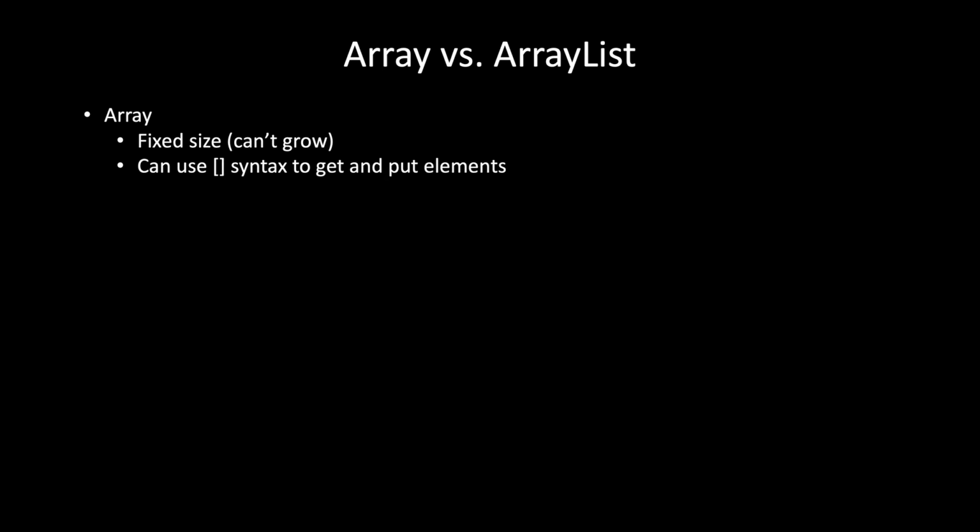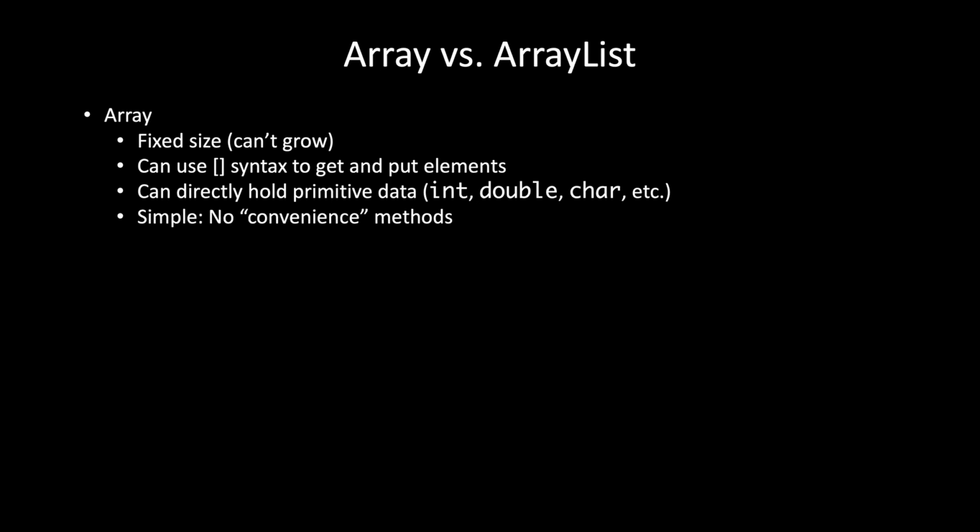The other thing you'll notice as you use an array is that you're primarily using that common square bracket syntax to get and put elements. Now, for point of comparison, you can have arrays of primitive data. We can have an array of ints or doubles, characters, booleans, and so on, where you can't with an array list. The other thing is arrays are by their very nature very simple. They hold data, you use the square brackets to put data in and get data out, but there aren't any other methods to speak of like there are with array lists.